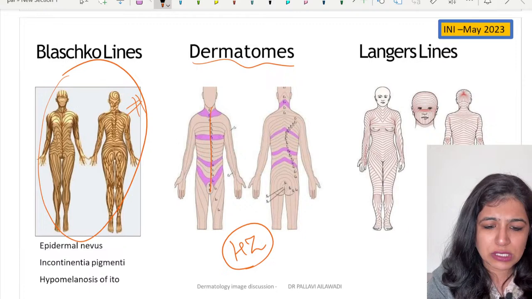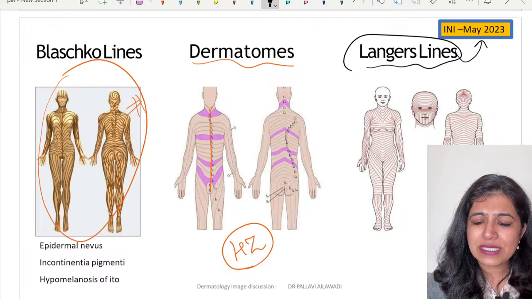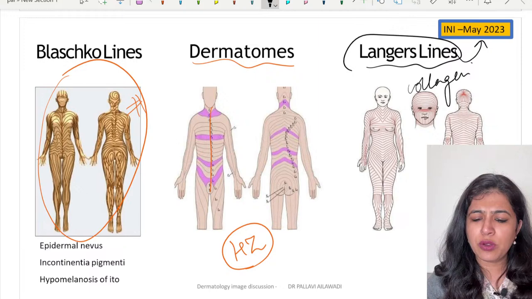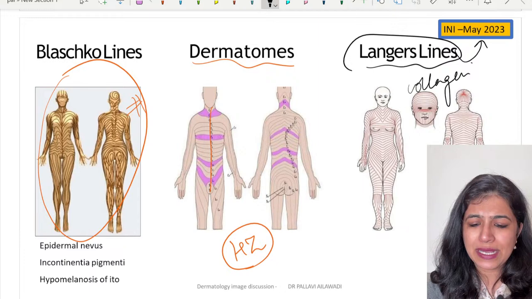And then we have the Langer's lines. This was the question in the May exam where they gave an image of the Langer's lines and asked to identify it. These are lines along which the collagen fibers are oriented. When you look at the image, it looks like an Egyptian mummy wrapped in bandages. So, as if you have wrapped white bandages on somebody's body. That's how these Langer's lines look. So, Blaschko's shape is variable, dermatomes are straight lines, and Langer's would be an Egyptian mummy. This is how you will identify these three lines.